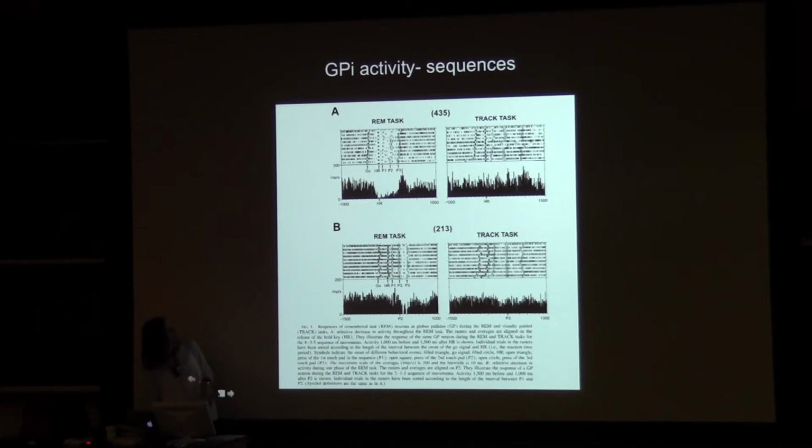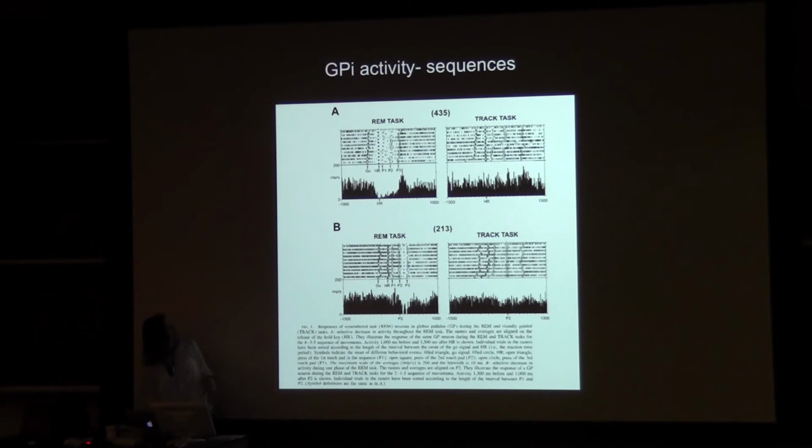These are raster plots. Each tick is a neuron's activity, and you're seeing many, many trials of this reaching task. This is where the go signal starts. And down below is a histogram representing the neural activity, so you can see when it's high and when it's low, sort of across many, many trials.